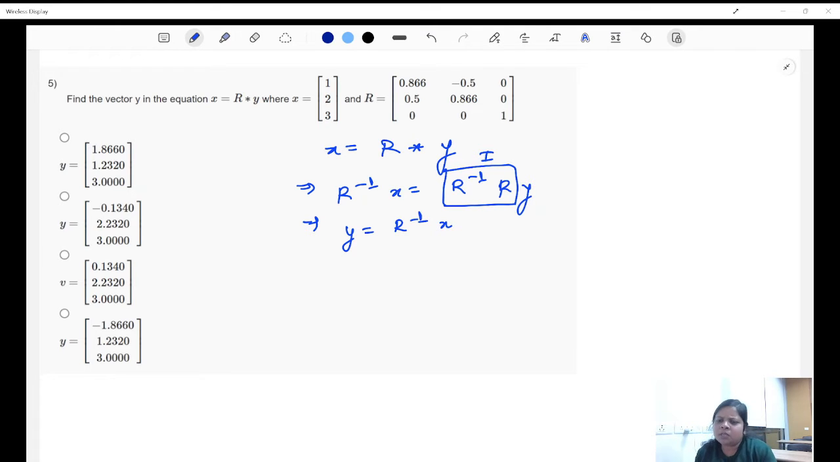Is it in row echelon form? For row echelon form, you should have... No, it is not, right? Because the second row does not... What are the conditions for row echelon form?